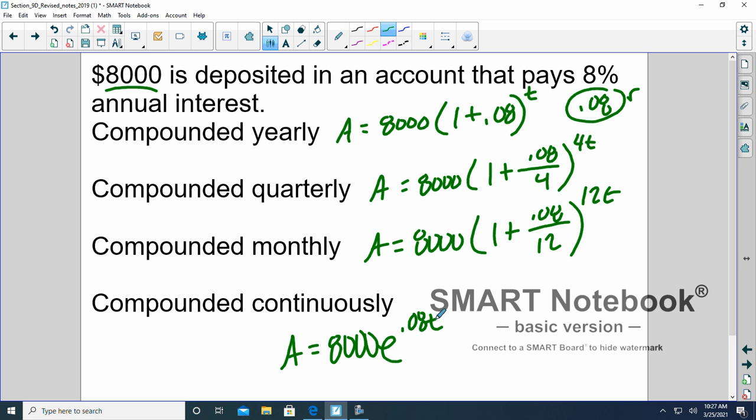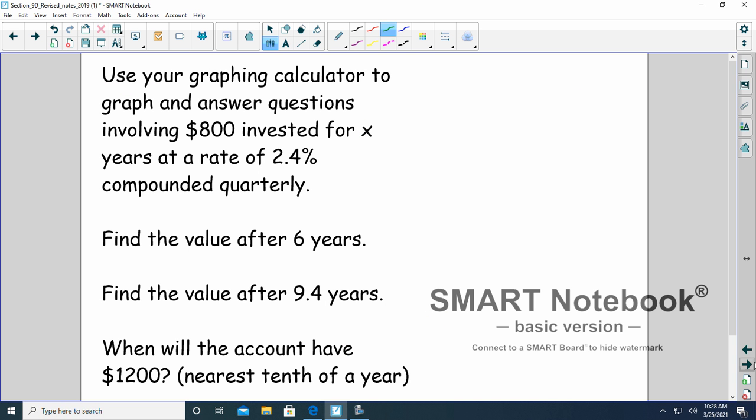So the very last question we'll talk about is this. Use your graphing calculator to graph and answer the questions involving $800 invested for X years at a rate of 2.4%. Compounded quarterly, find the value after 6 years, find the value after 9.4 years. When will the account have 1,200 in the account? So again, we're using the graphing calculator, which will work. Actually, I'm going to use Desmos. So let's jump here, desmos.com.